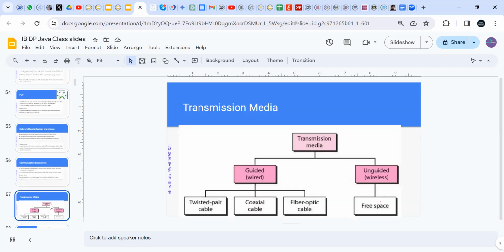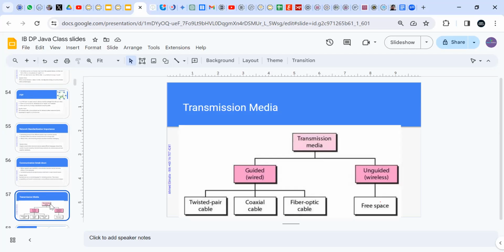So now, what is an example of a transmission medium? So internet or networks have transmission media. What is an example? Just like cables in general. There's a lot of different types, but for example, fiber optic.